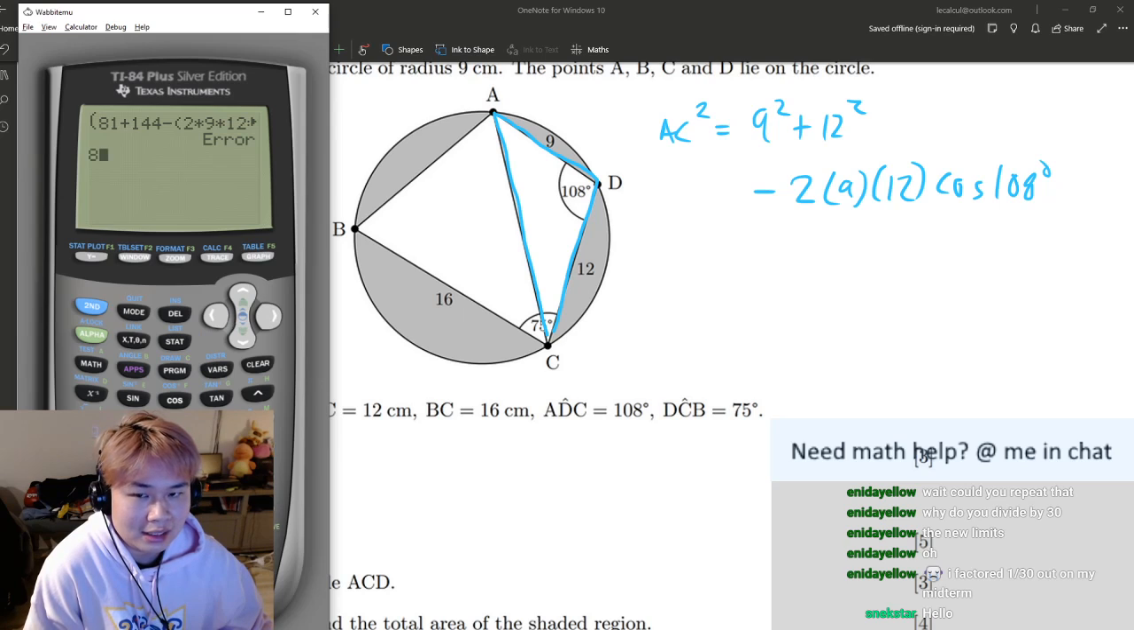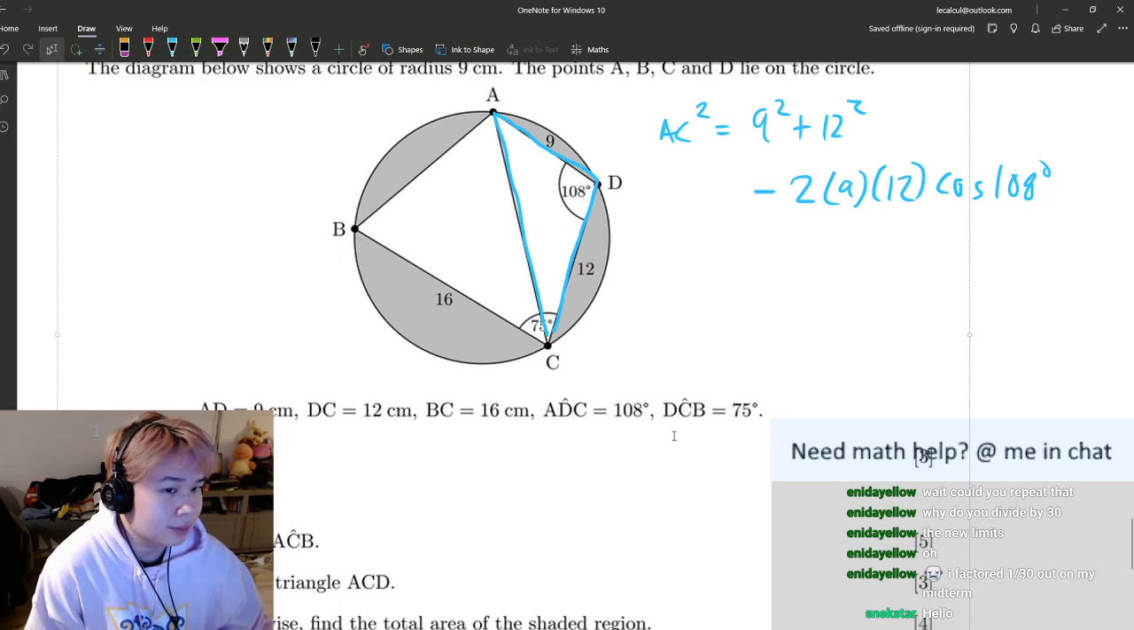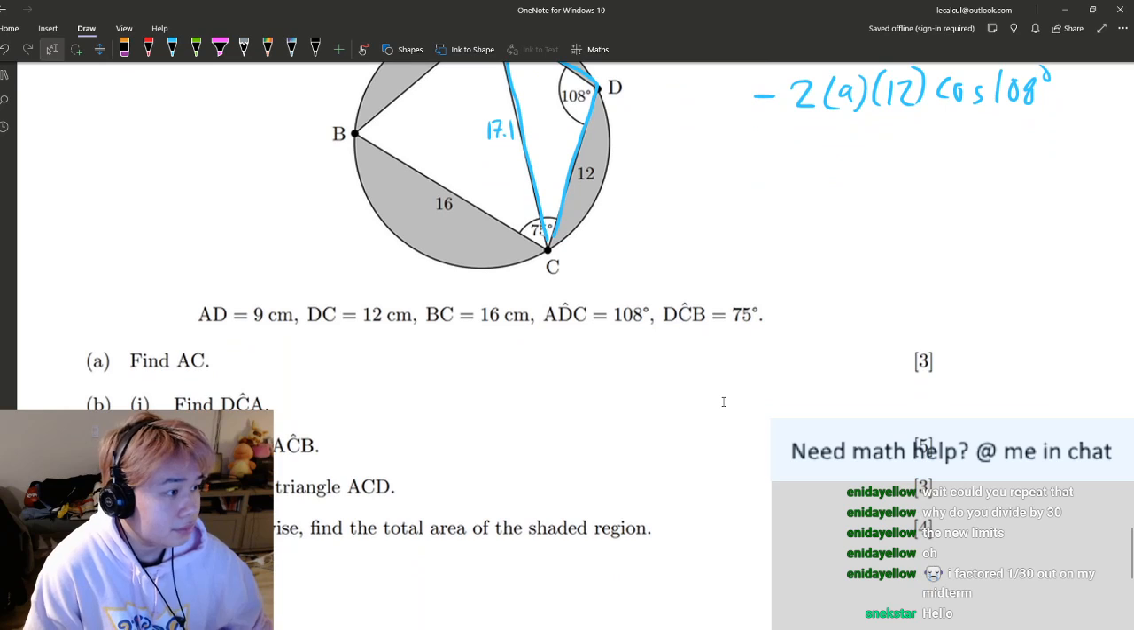Alright, I guess I'm gonna try this again. 81 plus 144. And then 2 times 9 times 12 times cosine 108 degrees. And then I square root this. 17.1. So there's AC.